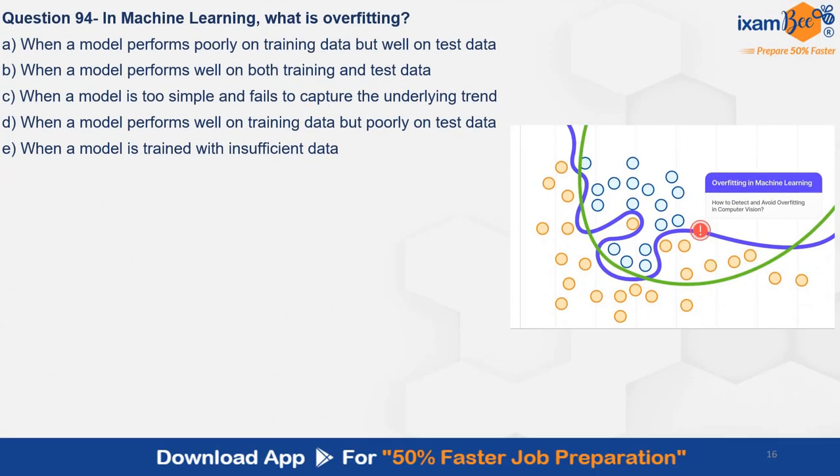Question number 94. In machine learning, what is overfitting? A. When a model performs poorly on training data but well on test data. B. When a model performs well on both training and test data. C. When a model is too simple and fails to capture the underlying trend. D. When a model performs well on training data but poorly on test data. E. When a model is trained with insufficient data. And the correct answer is D, that is when a model performs well on training data but poorly on test data.